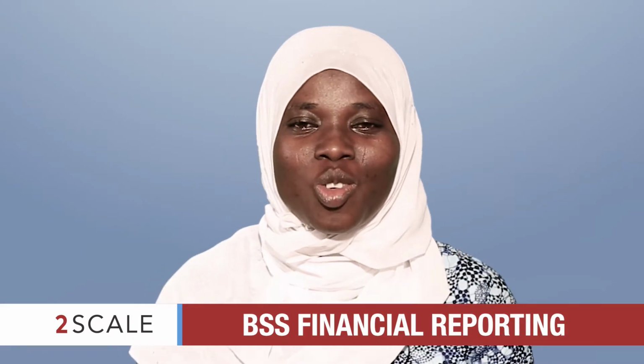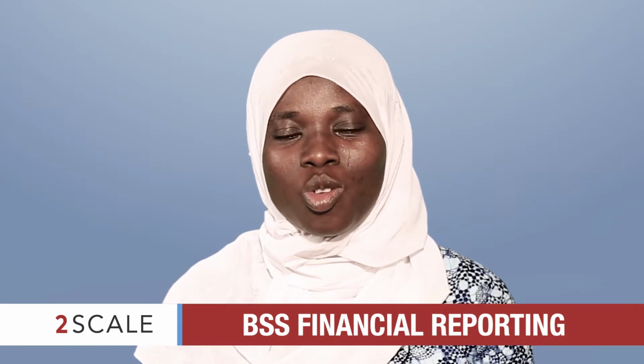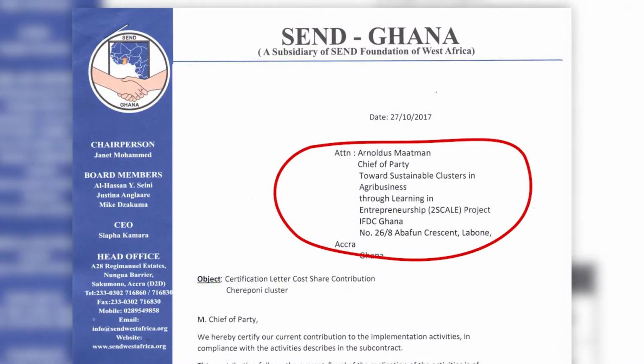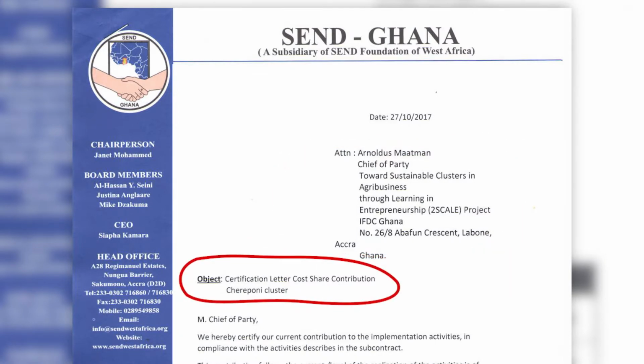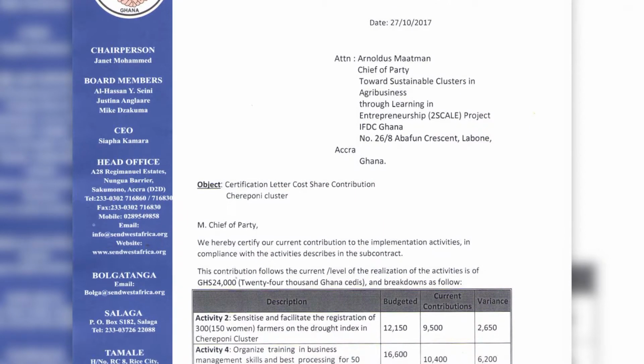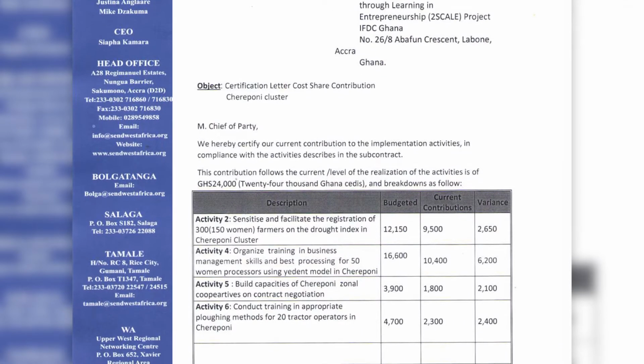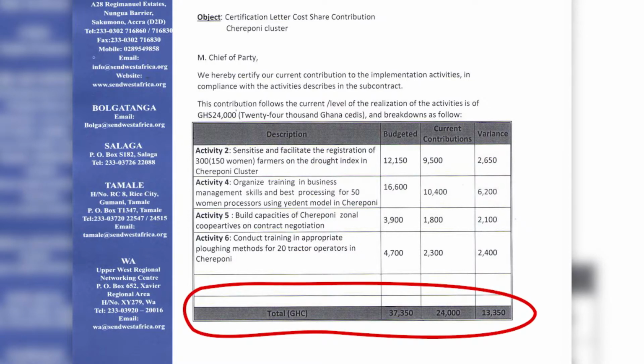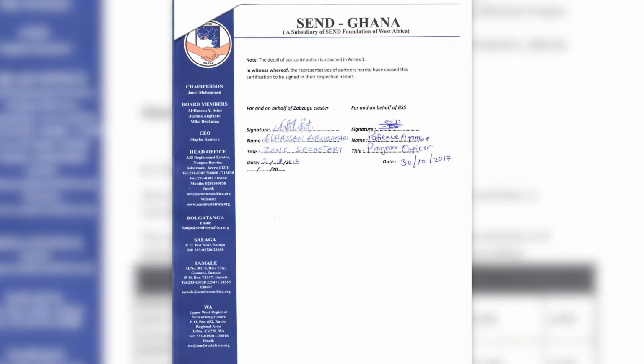After you print out the various components of the financial report, you need to also prepare the certification letter and attach it to the report. In the certification letter, you address it to the chief of party, and the subject will be certification letter from so and so cluster. Then the details of the certification letter, you pick that from the PSC contribution that you have already worked on, so that the totals that you see on the certification letter agree with the totals in the PSC letter, after which you submit it to the cluster champion to sign. Then you print it on a letterhead and submit together with your other reports.